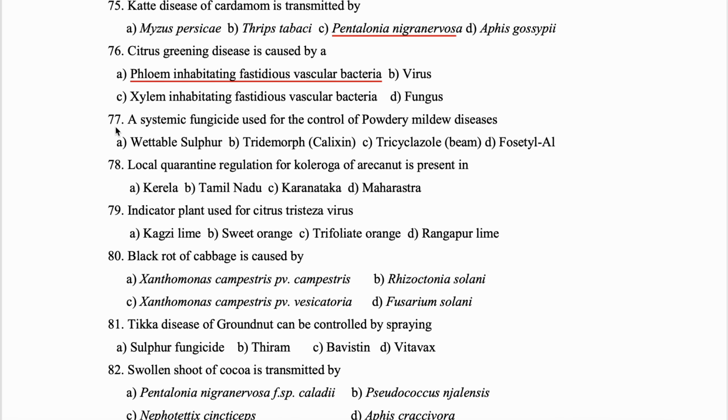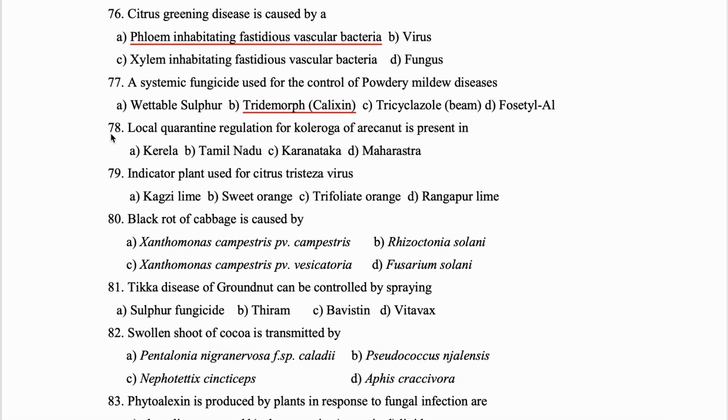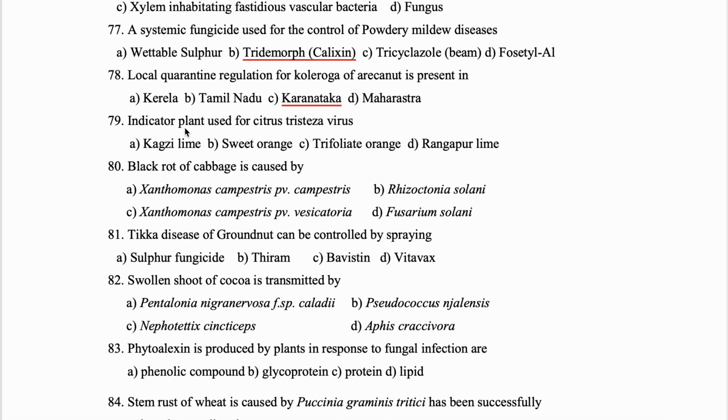Question 77. A systemic fungicide used for the control of powdery mildew disease, that will be tridemorph, that is Calixin. Next, 78. Local quarantine regulation for Koleroga of areca nut is present in Karnataka. Next, indicator plant used for citrus tristeza virus, that is Kagzi lime.